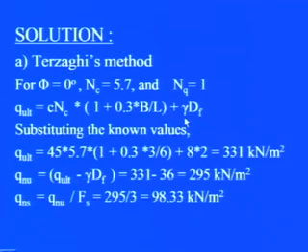plus gamma Df. Now substituting the known values of other parameters like C, NC and NQ and gamma and Df, we will get this ultimate bearing capacity as 331 kilonewton per meter square. Net ultimate bearing capacity will be equal to q ultimate minus gamma Df, which comes out to be 295 kilonewton per meter square. Net safe, if we know net ultimate divided by factor of safety, we will get it as 98.33 kilonewton per meter square.